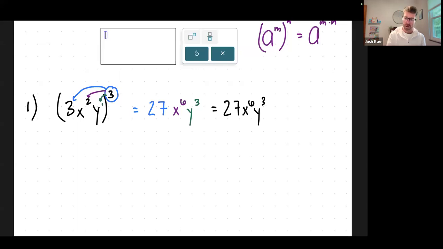Okay, let's try another one. Quantity of negative 2x squared y to the third, all squared.